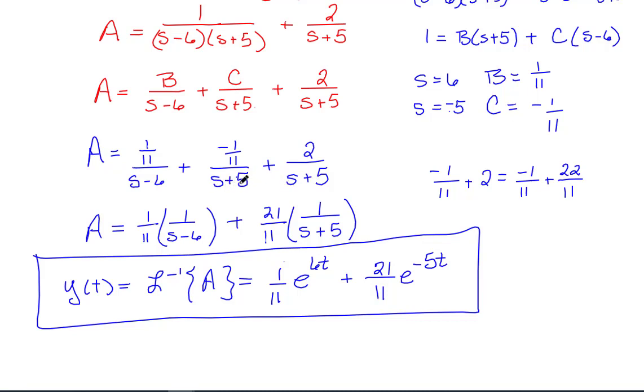These terms have the same denominator, so I need to see how to combine these two terms. Well, minus 1/11 plus 2 is minus 1 over 11 plus 22 over 11, and so that's where we get the 21 over 11. At that point, I can find the inverse Laplace transform. I get a 1/11 e to the 6t, a 21 over 11 e to the minus 5t. So some interesting things with Laplace transforms.